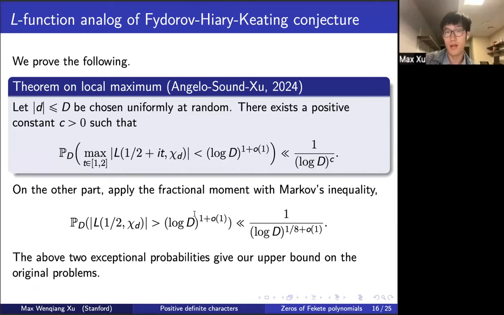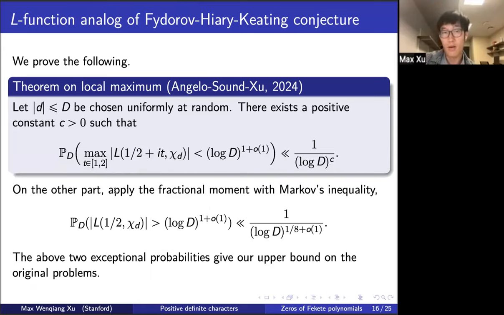this is the result we can prove. So again, let D be in a certain family, trying to be big here, and then we can prove that the local maximum, if it's smaller than log D, this is the QD basically, then this probability will be bounded by log D to some power.